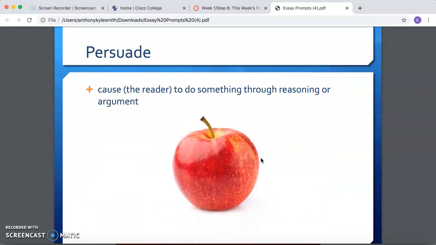If we're asked to persuade the audience, the reader, persuade means to cause the reader to do something that we want them to do, or to think how we think about a particular issue or topic or idea. And you do that through reasoning and argument. You argue your point. It's not merely describing or summarizing, you're persuading. We're trying to sell the apple in this case. So that might include some description, some summary, but then also we need to sell it and make sure that we're doing that in the essay.